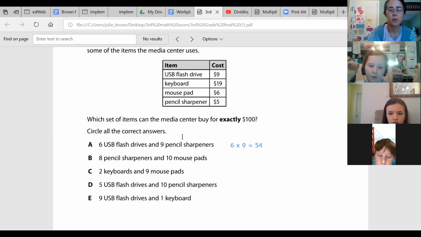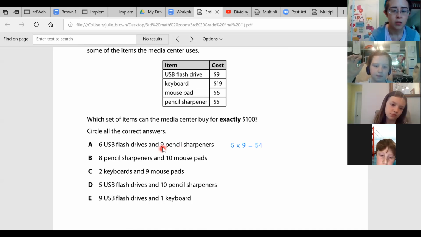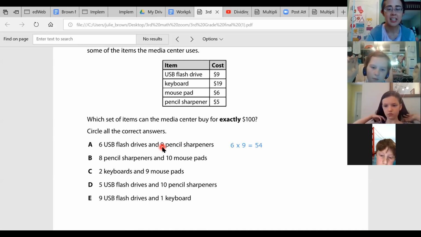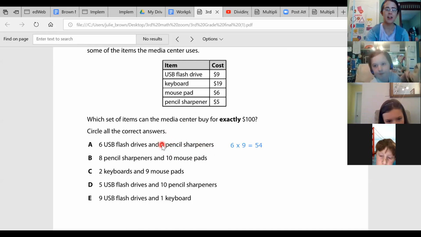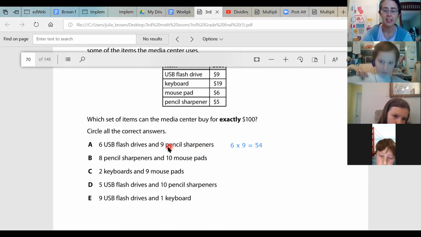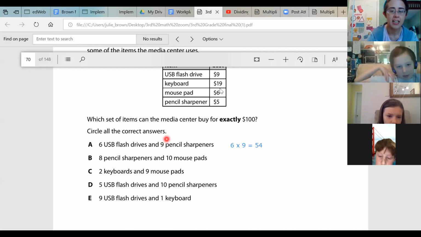Okay. What about pencil sharpeners? I've got the number 9. And what do I multiply by for 9 pencil sharpeners? 9 times... So wait, what was the question? Oh, if I have 9 pencil sharpeners and I need to find out what's the total cost if I buy 9, I take the number 9 and I multiply it by what?